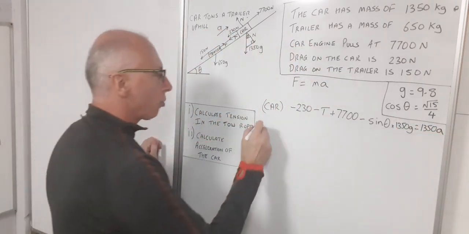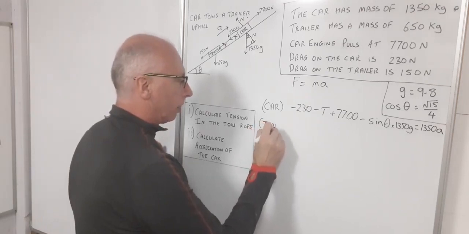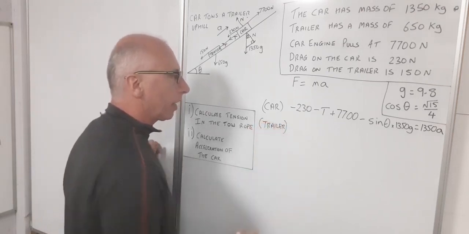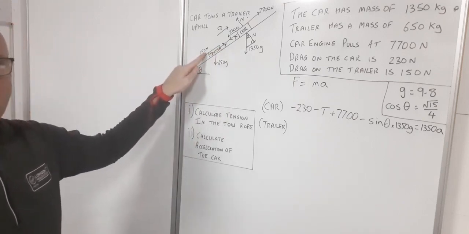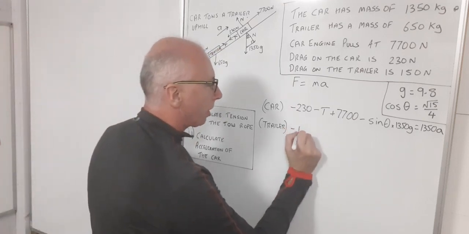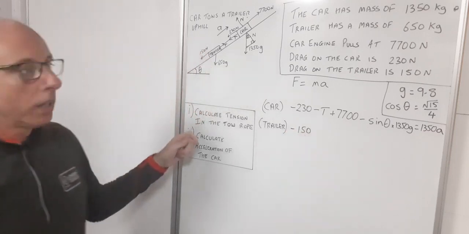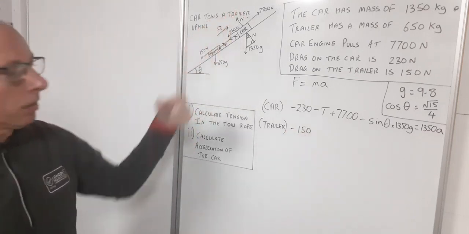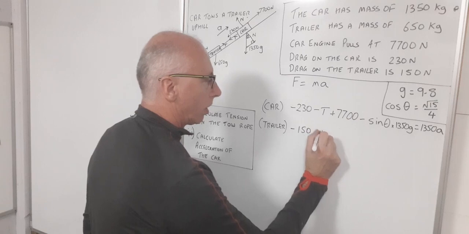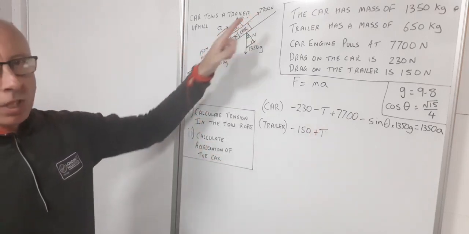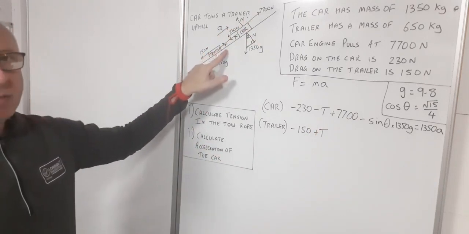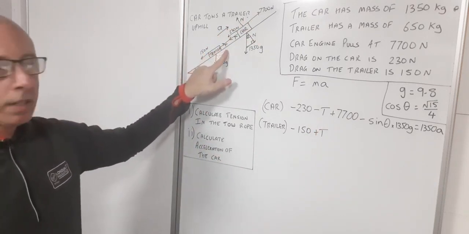So next we have a look at the trailer. Similar kind of thing happening. What's going in this direction? Well, here we've got 150 newtons, so minus 150. Tension in the rope is going up the hill, so that's a positive. Then the force acting on it is just from the car, so we don't know what that is yet. That's all coming from the tension in the rope, so that'll be included in the tension.